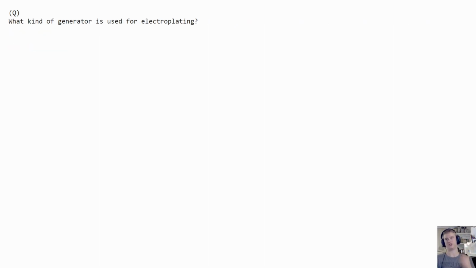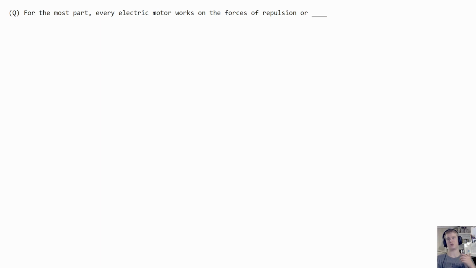Next, what kind of generator is used for electroplating? This is a separately excited generator. Next, the currents of 3-phase systems are usually how many degrees out of phase? And as you might guess, they are 120 degrees out of phase. Next, in a DC motor, the armature current is proportional to, that would be the voltage applied. Next, for the most part, every electric motor works on the forces of repulsion or induction.